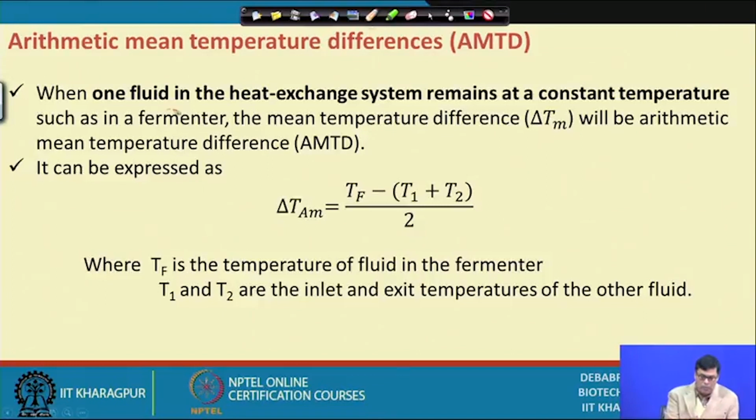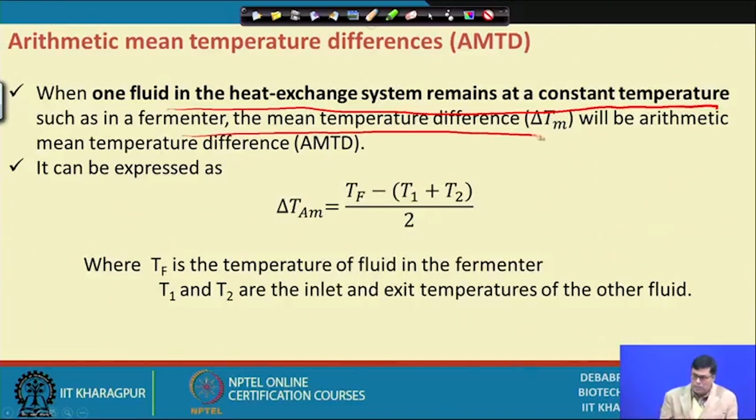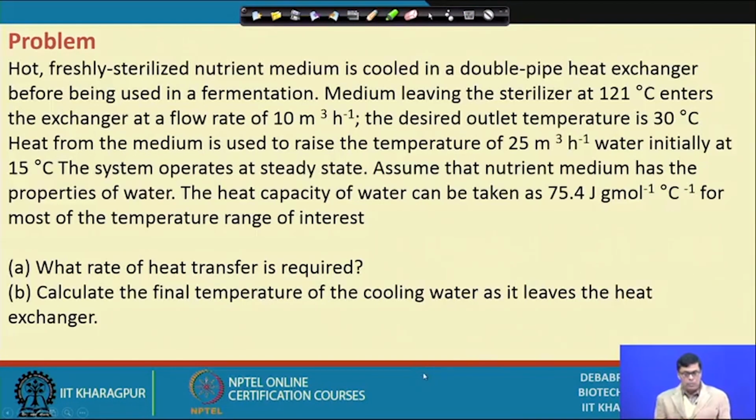In a case where one fluid in the heat exchanger system remains at constant temperature, such as in fermentation, the mean temperature difference Tm will be the arithmetic mean temperature difference, Tf minus (T1 plus T2) divided by 2. We can calculate it like this, because in a fermenter, suppose we want to maintain a particular temperature, we can do that. Now, we have two problems related to this heat transfer. I hope that if we solve these problems, our conception will be a little clearer.